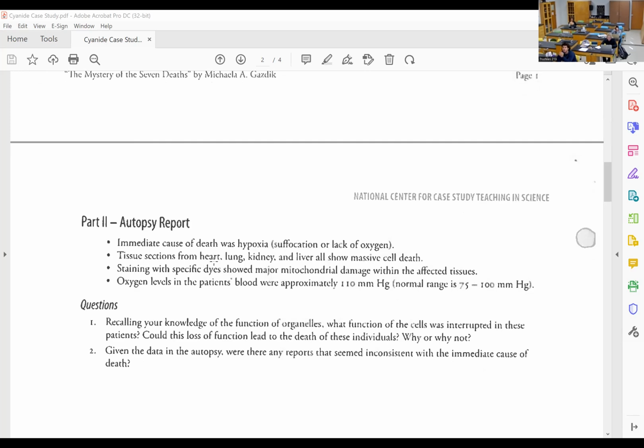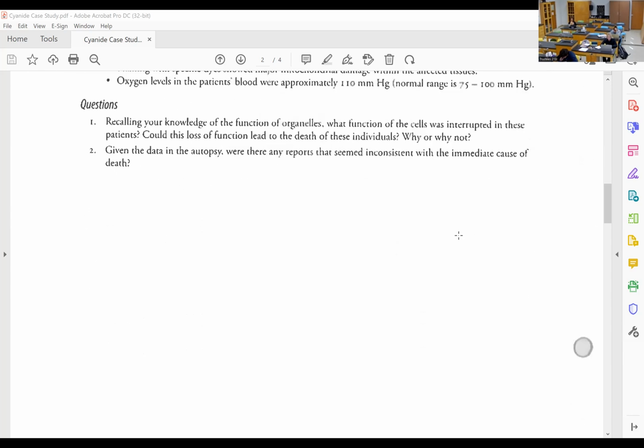They looked at heart, lung, kidney, liver, and saw all kinds of cell death, massive cell death. They stained some of the cells and saw there was a bunch of damage to the mitochondria. And then they said oxygen levels were 110 millimeters of mercury, where normally it should be 75 to 100. So something interesting going on there.